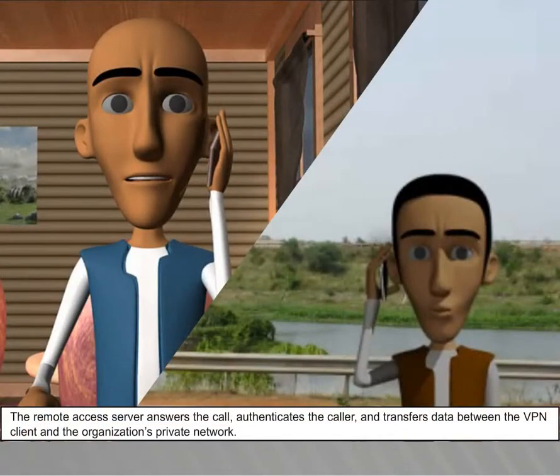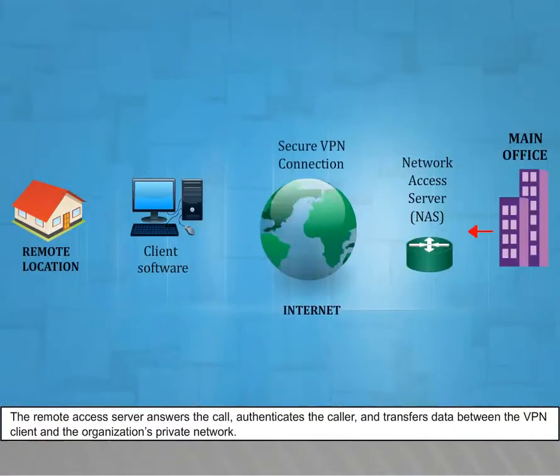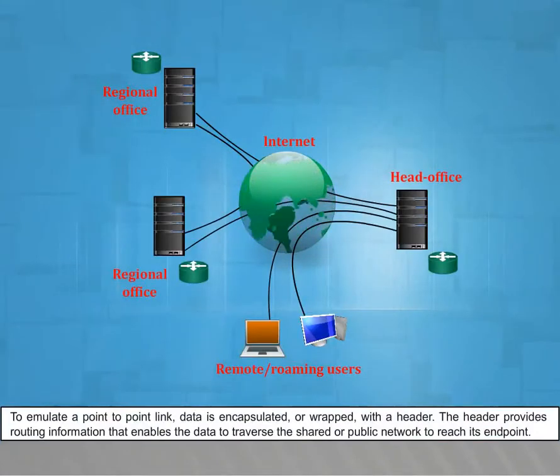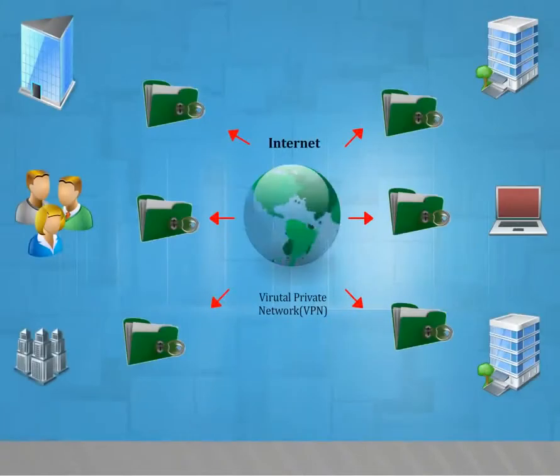The remote access server answers the call, authenticates the caller, and transfers data between the VPN client and the organization's private network. To emulate a point-to-point link, data is encapsulated or wrapped with a header. The header provides routing information that enables the data to traverse the shared or public network to reach its endpoint.